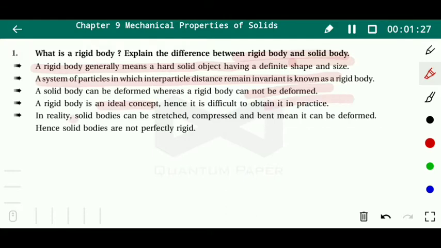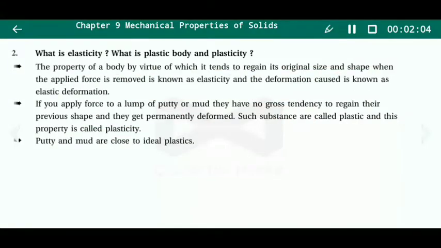In reality, solid bodies can be stretched, compressed and bent, meaning they can be deformed, hence solid bodies are not perfectly rigid. So here we clearly understand that a perfectly rigid body is not possible. It is just an ideal concept, just as an ideal gas is an ideal concept in chemistry. That's why the rigid body is an ideal concept in physics.